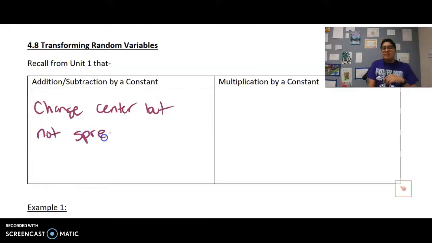And I always think of SpongeBob when Patrick was like, let's take Bikini Bottom and push it over there. You're not changing the size of this distribution, you're just changing its location. So adding or subtracting will change the center.